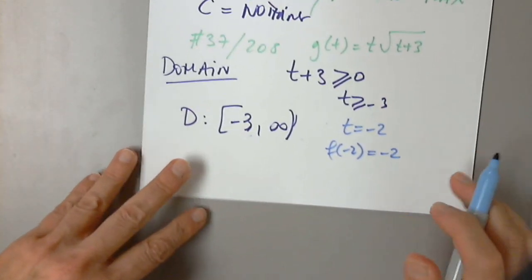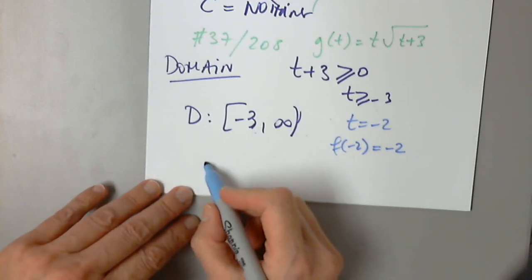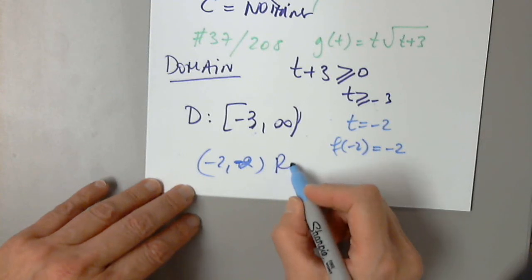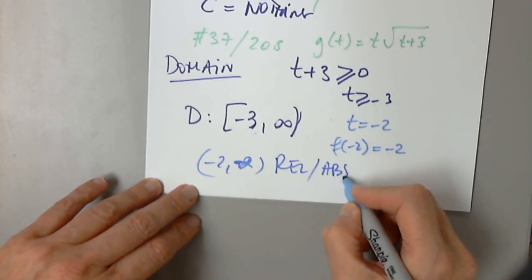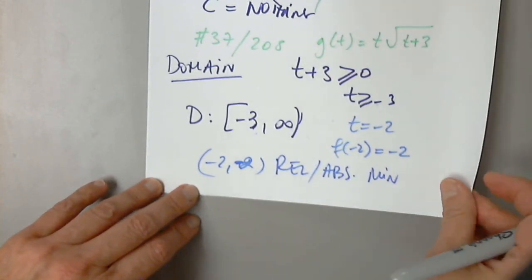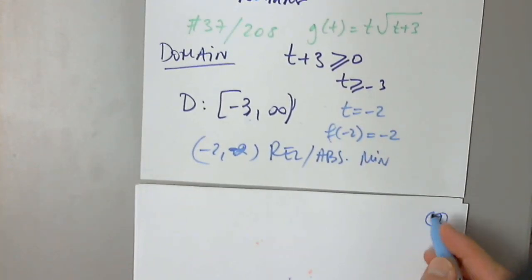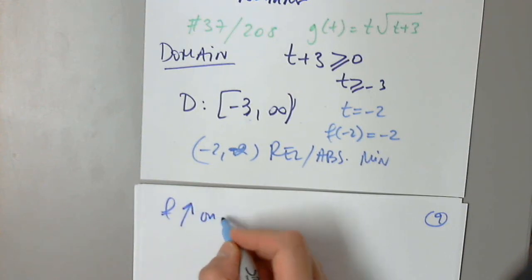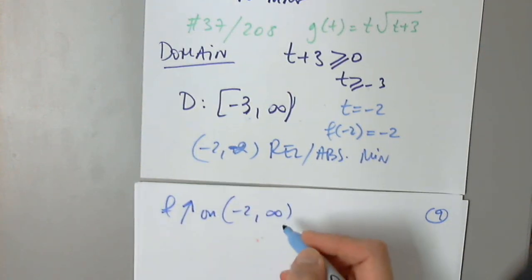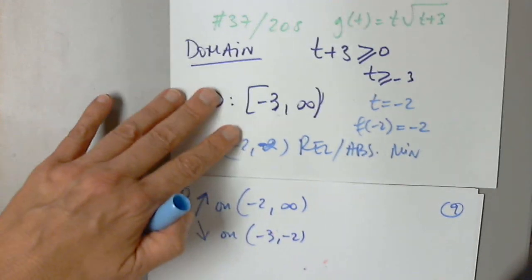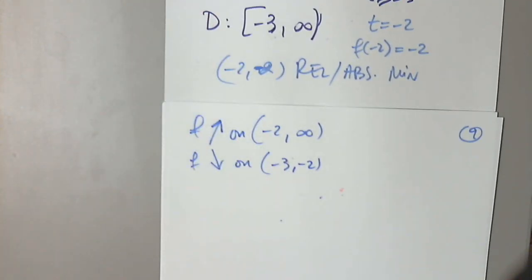So I will say -2, relative and absolute min. g increasing on -2 to infinity, and g decreasing on -3 to -2. No brackets here for the trend. Any questions?